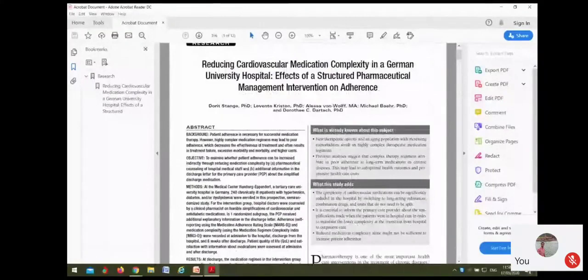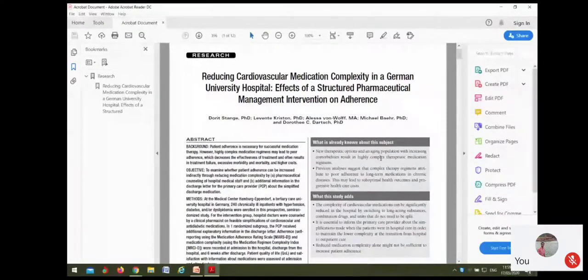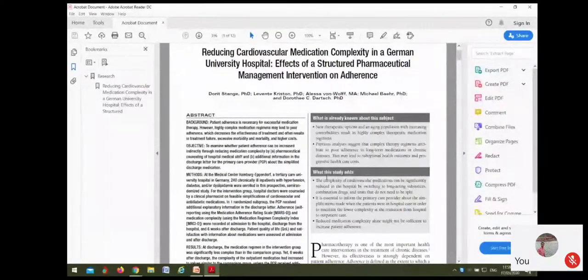These are high impact journals which are open access; you can download them in PDF format, whatever you want. See this research, from PharmDs, it is for PharmDs, clinical pharmacy. Reducing cardiovascular medication complexity in a German university hospital: effects of structured pharmaceutical management interventions on adherence. I was highlighting some words from the beginning: what is already known about this subject, and what has to be added in this subject.